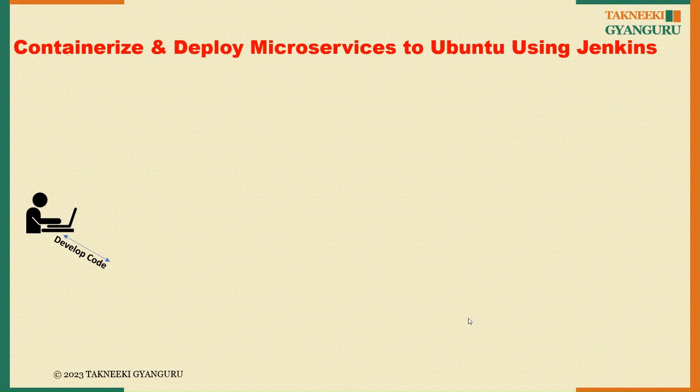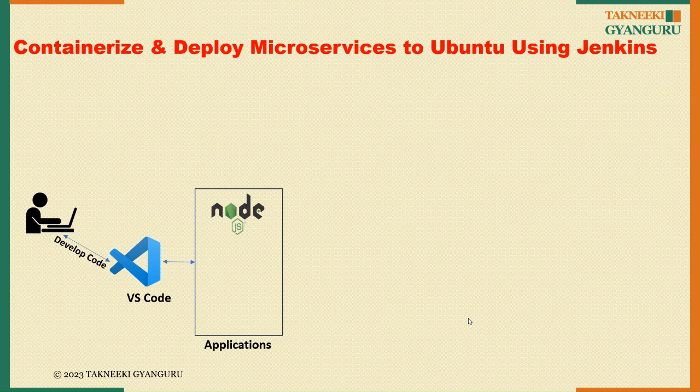So the developer will develop the code using VS Code, right? We have already created the first application, Node.js, that is the backend application. Second, React.js, that is the front end application. It will be shown to the end user. And Nginx is the web server. We will containerize these three applications and deploy them into a Dockerized environment, right?